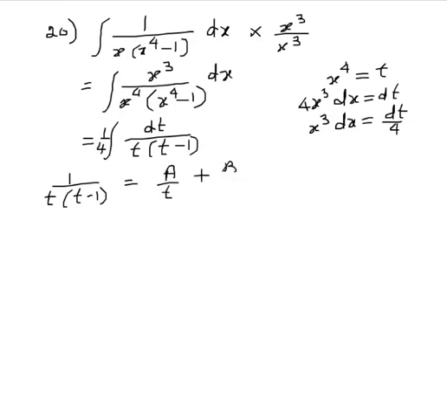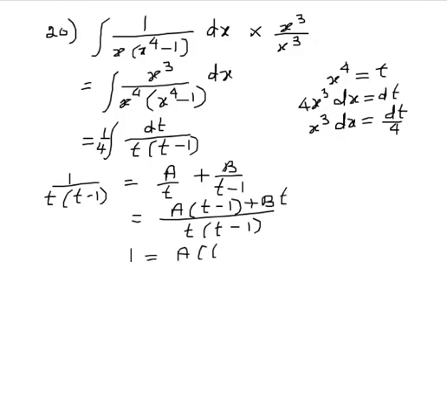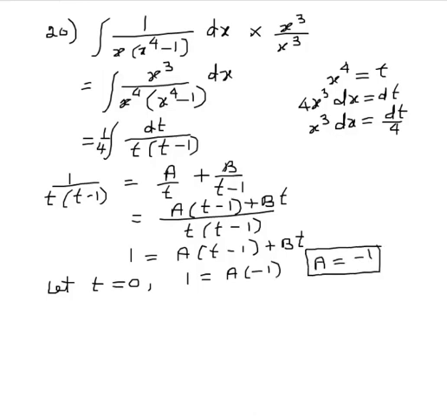A by t plus b by t minus 1. Take LCM. Equate the numerators. Let us take the value for t as 0. We get a value as minus 1. Now let t be 1. B value is 1.